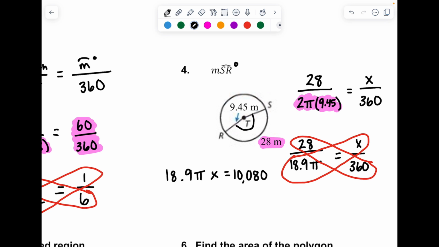Okay, now we just need to divide by 18.9 pi on both sides because we need to get x all by itself. So if you do 10,080 divided by 18.9 pi, you get x is equal to 169.76. But anytime you're working with degrees, just round up to the nearest degree. So it would be 170 degrees.